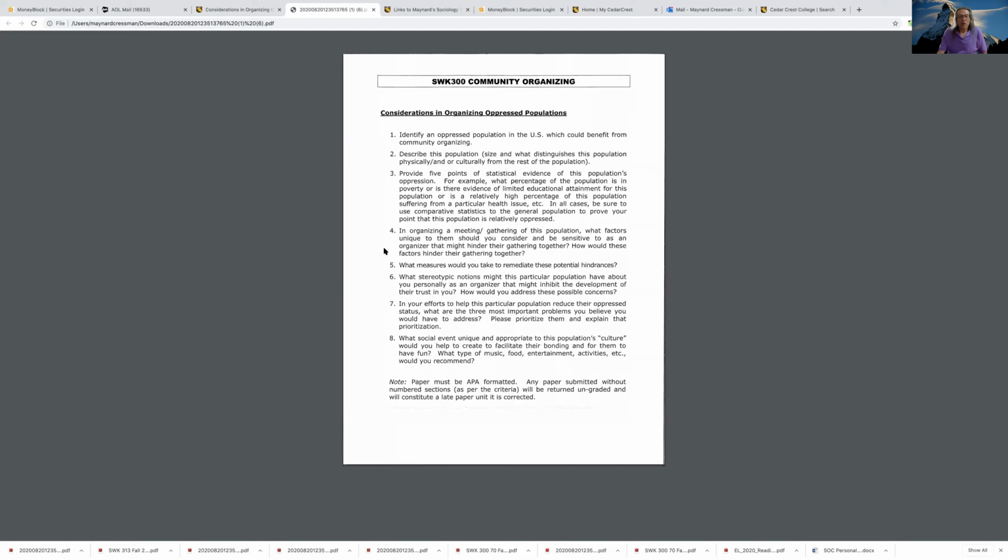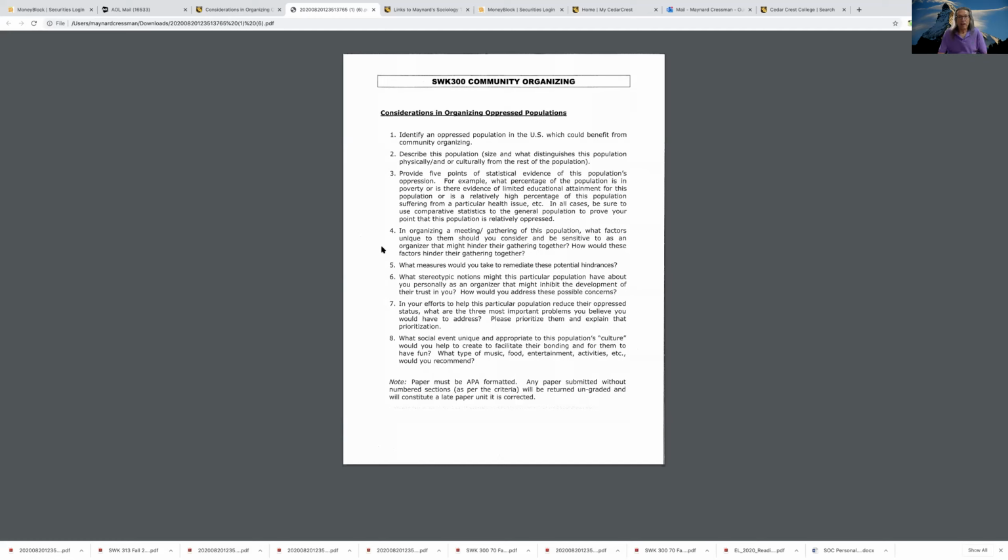Okay, number 4. In organizing a meeting or a gathering of this population, what factors unique to them should you consider and be sensitive to as an organizer that might hinder their gathering together? Okay, so here's the point. Let's imagine you want to get all these folks together in one big meeting. That's what I meant about organizing a meeting. I mean, literally organizing a meeting and getting them all together. What factors unique to them should you consider and be sensitive to as an organizer that might hinder their gathering together? For example, Native Americans, there are over 500 tribes of Native Americans, which would be a point you would mention in 2.